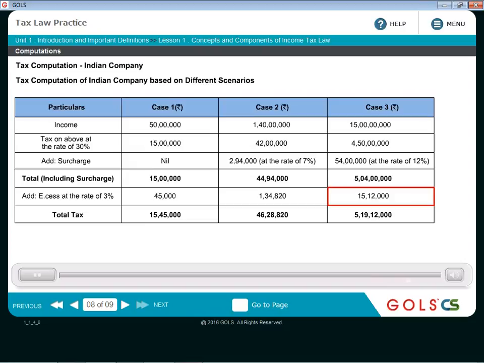So final tax payable will be 5 crore 4 lakh plus 15 lakh 12,000. So the total tax payable is 5 crore 19 lakh 12,000. This is how we will compute the tax liability in different situations.